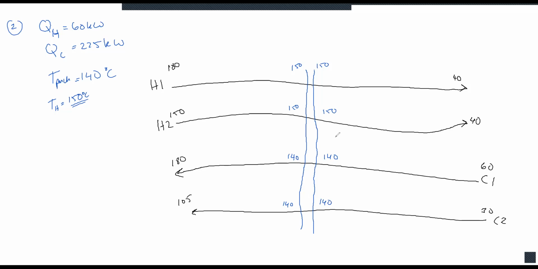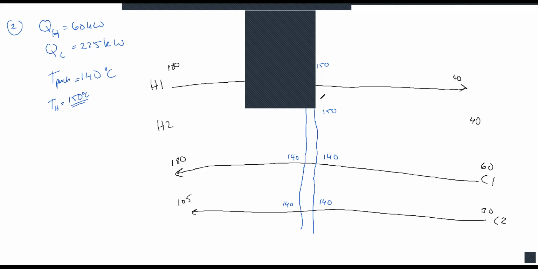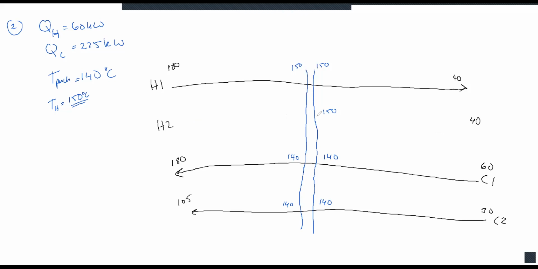And then step number three, I'm going to clean up this diagram. Let's see if this makes sense. I have 180 to 150, then 150 to 40. That's fine. H2 does not exist above the pinch. So let me clean out H2. H2 actually only exists below the pinch. So I'm gonna redraw H2 only below the pinch. And this will be H2.